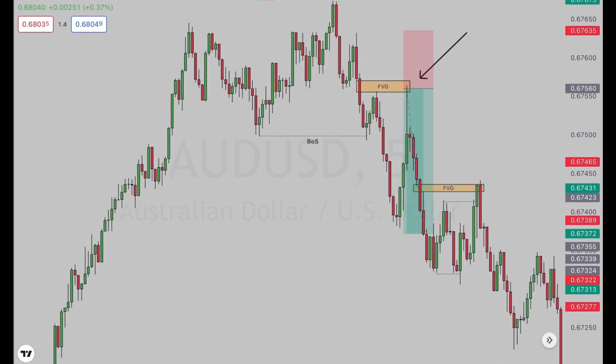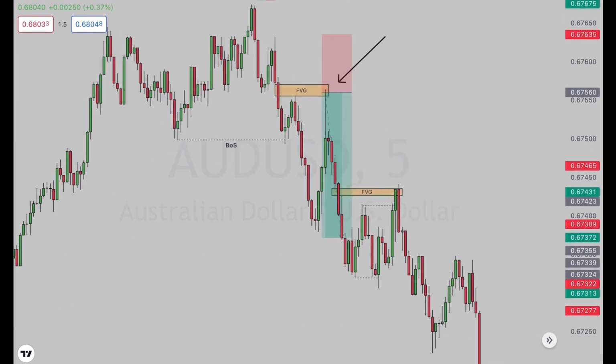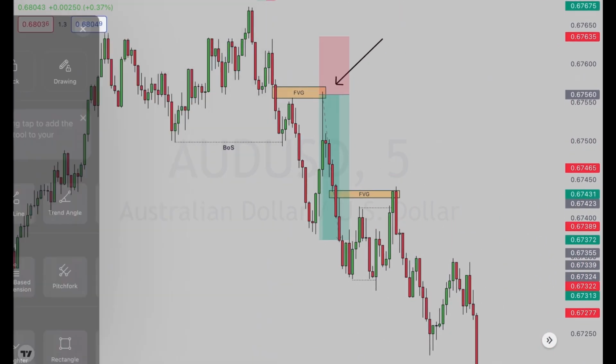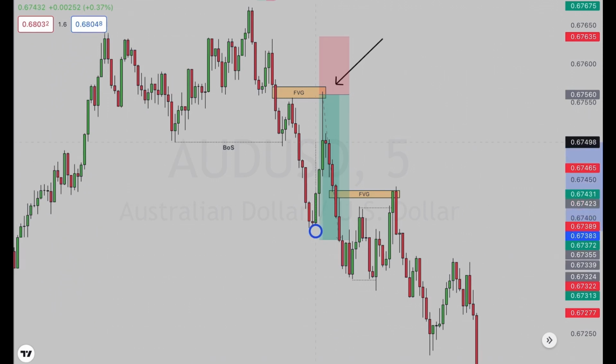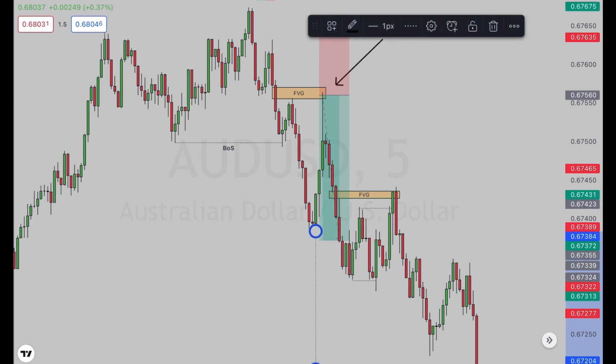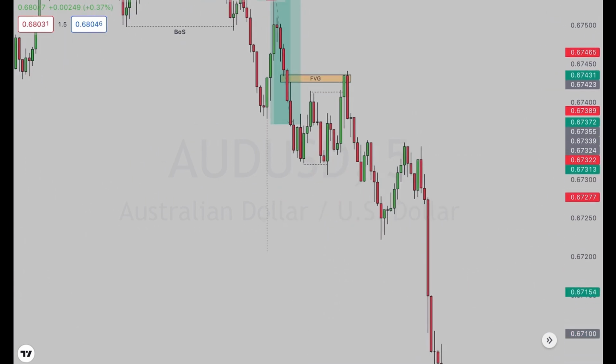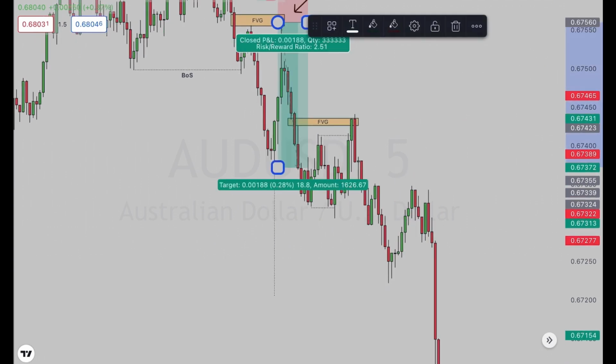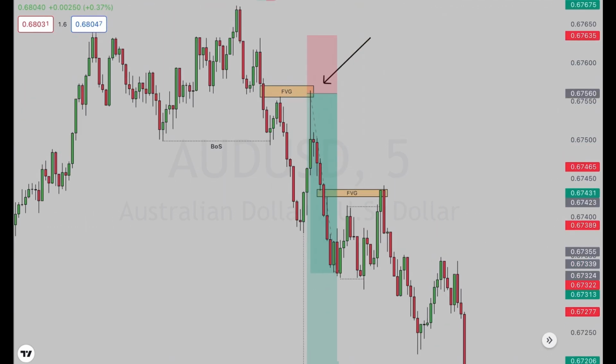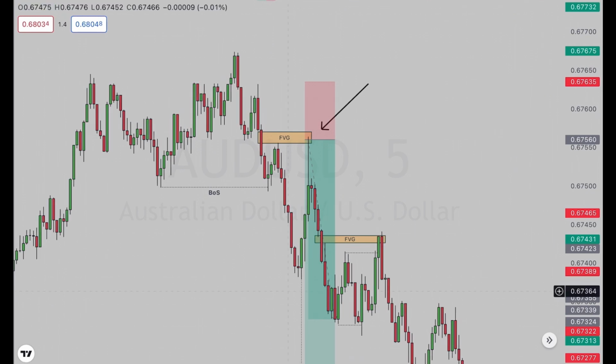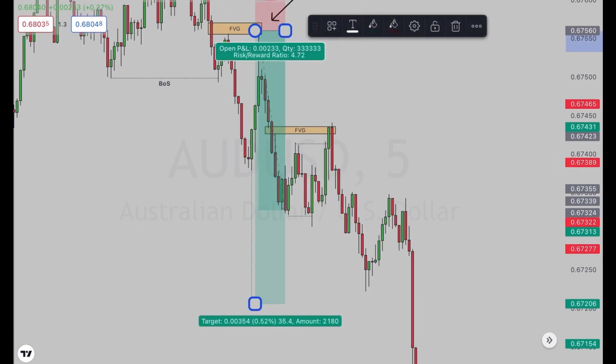Your take profit would be at the last low. Now this would be your first take profit. Your second take profit, like I told you guys in the symmetrical swing take profit video, is that you want to use the range of the retracement, which is this, and project it below. That is your second take profit.